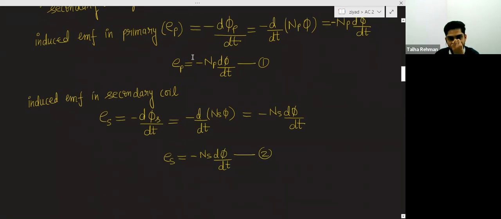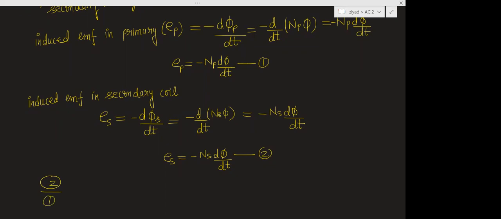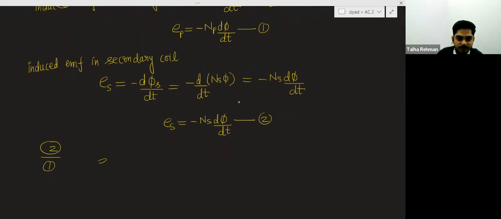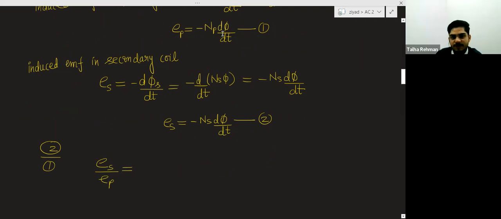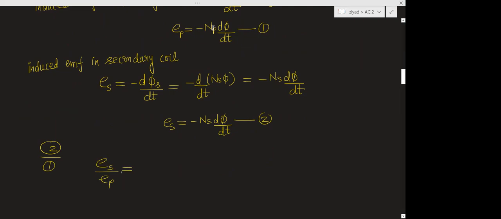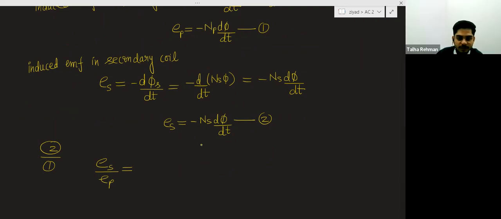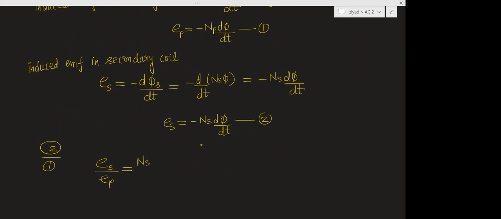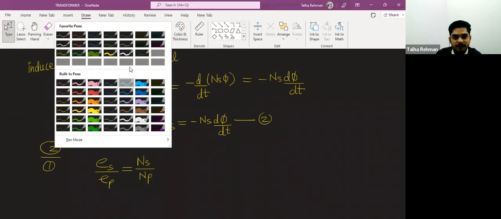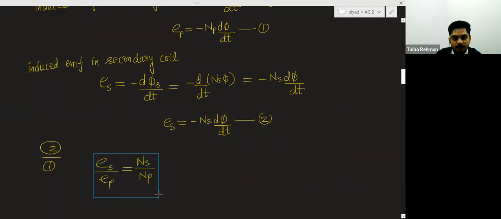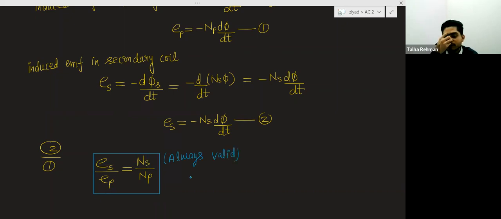Now we will divide equation two with equation one. When we divide, we get Es by Ep. You can see that d phi by dt and d phi by dt will cancel out, and the minus sign and minus sign will cancel out. So you will get Ns by Np. This is the first relation, and this relation is always valid.